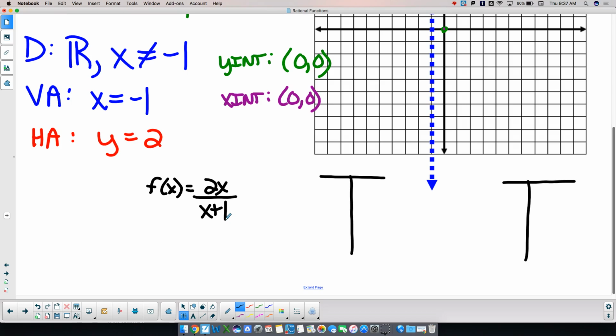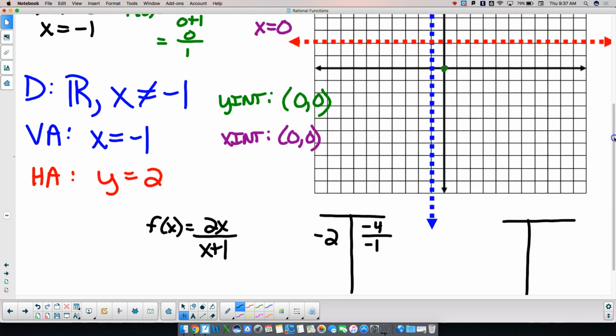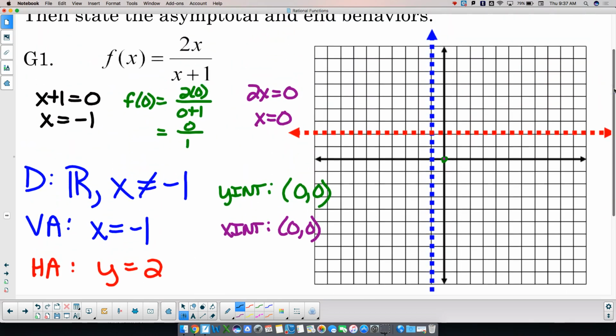It helps to go near the asymptote, because usually we get nice numbers near the asymptote. So I went 1, usually I go to the next whole number, so that would be -2. If I put -2 into my function, I get 2 times -2 on top, which is -4, and I get -2 plus 1 on the bottom, which is -1. -4 divided by -1 is what? 4. So that function is going to be up 1, 2, 3, and 4.